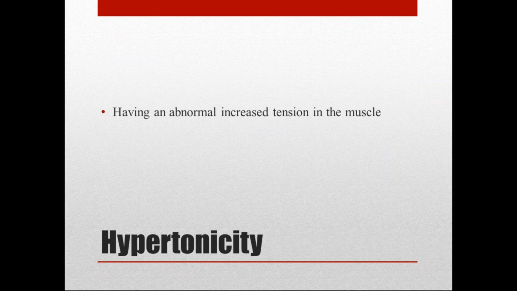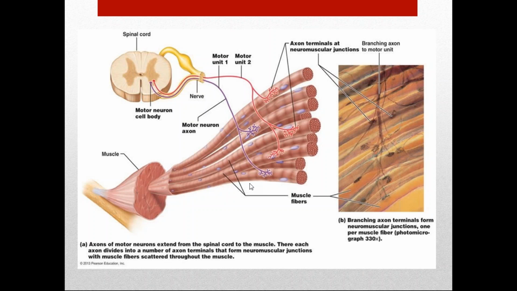As we know, another term that we use often is hypertonicity. So this is having an abnormal increased tension in the muscle. Okay, so let's take a look at what's happening there. Here you can see the neuromuscular junctions with all the individual skeletal muscle cells.